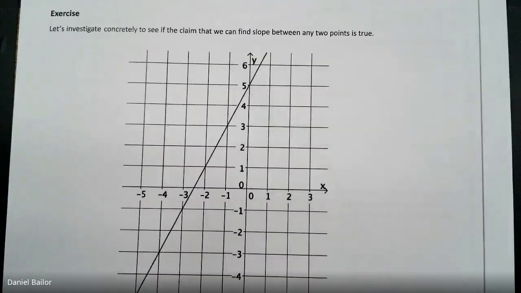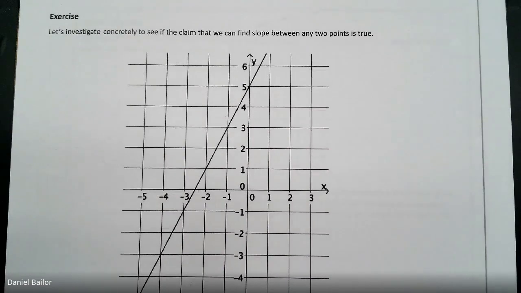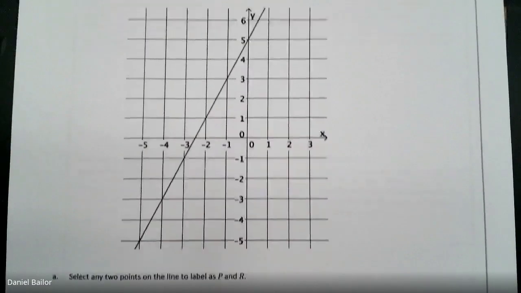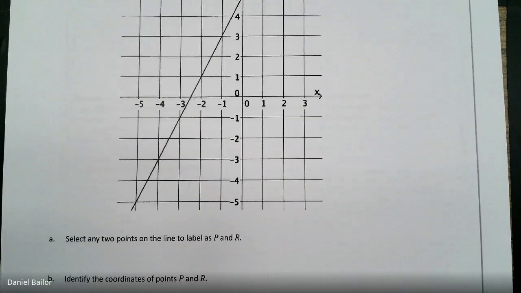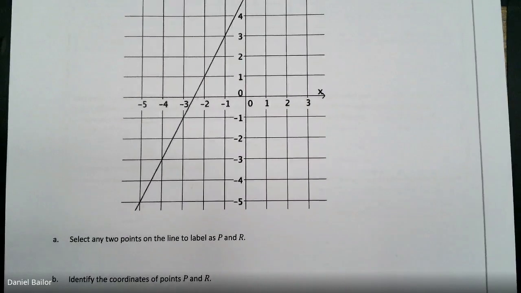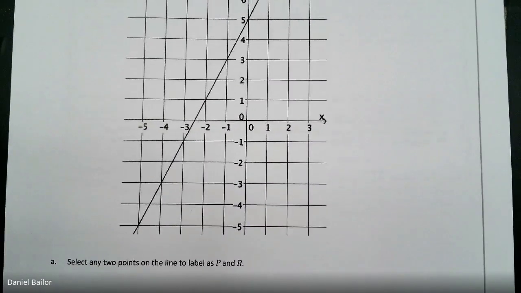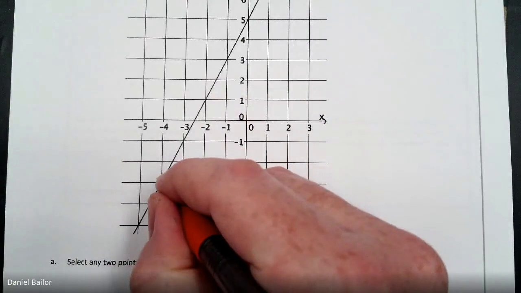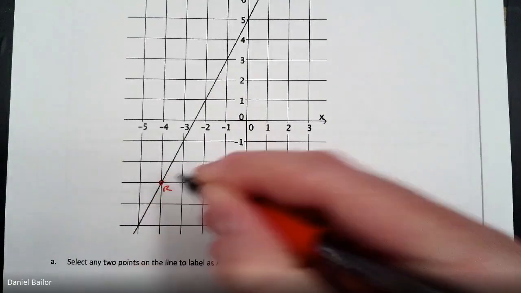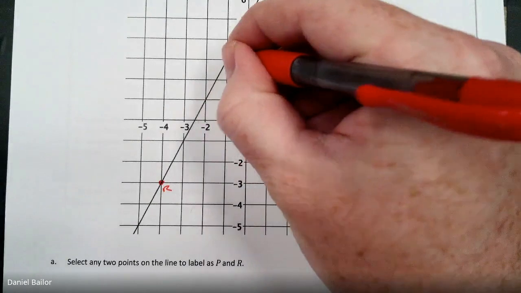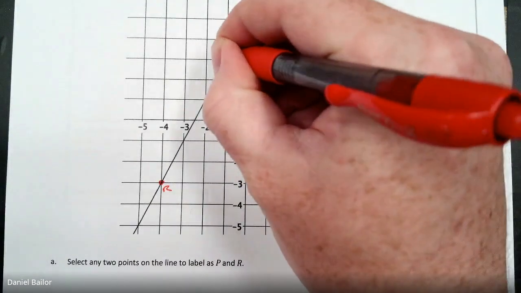Now, exercise, page 183. There's just one exercise today, super short exercise, makes up a little bit for lesson 15, which was kind of long. But let's see here. Part A, select any 2 points on the line to label as P and R. So we can pick anything we want on this. Like I said, I like to find intersections. I see an intersection right here. That's going to be my R. I see another intersection right here. So I'm going to put that as my P.